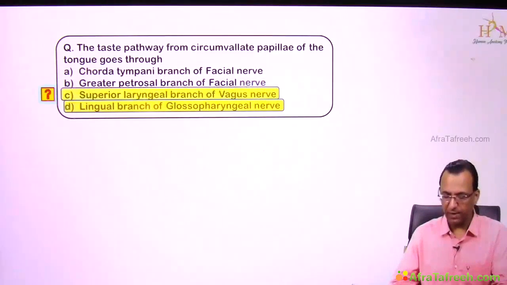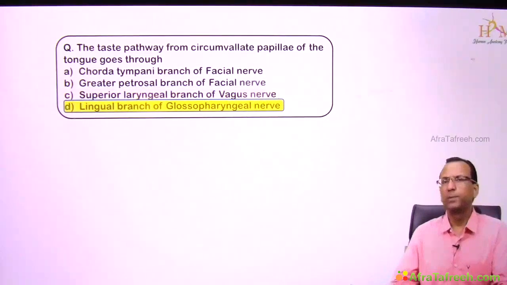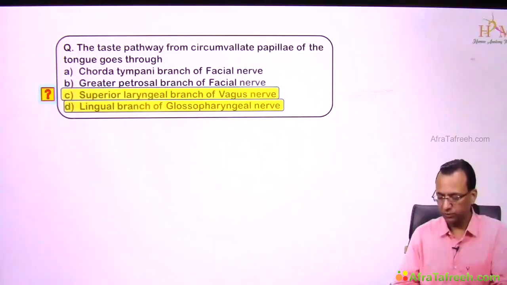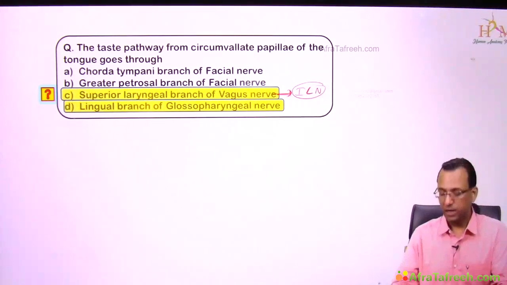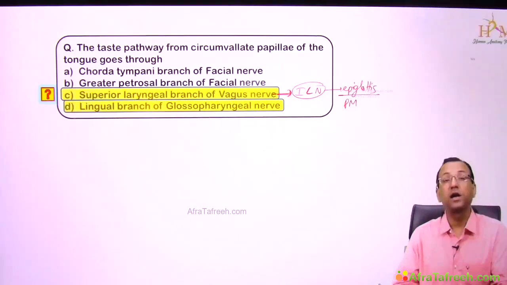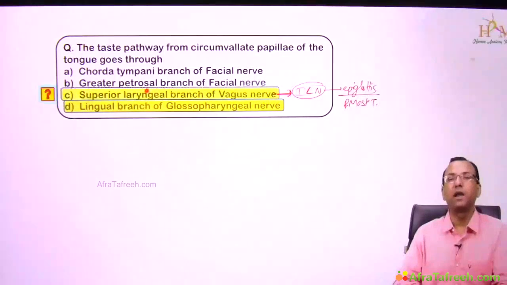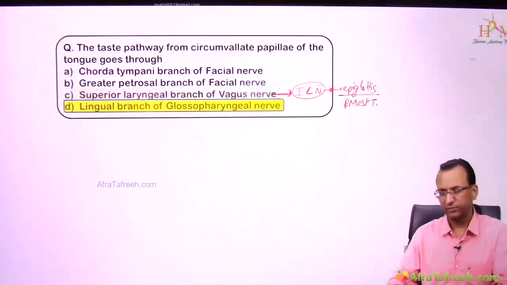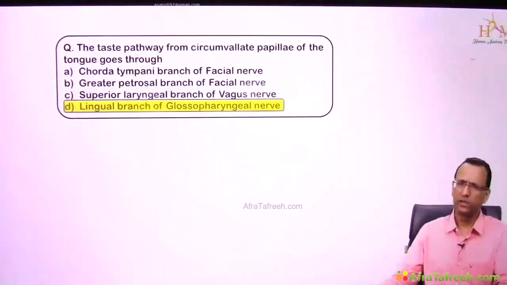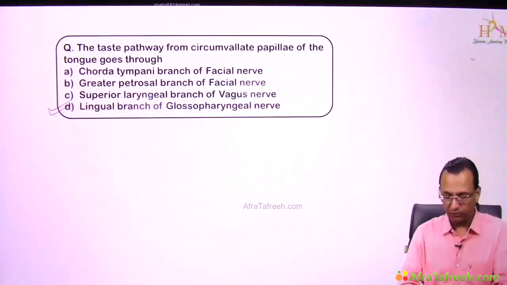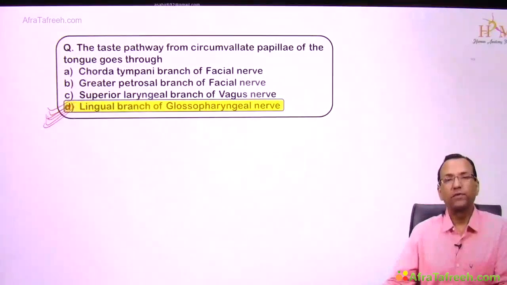Can you tell me where the superior laryngeal nerve carries taste from? The superior laryngeal nerve gives a branch, the internal laryngeal nerve, which carries taste from the epiglottis, and not only the epiglottis but also the posterior-most tongue. By the way, what is the answer? The answer is whatever you told, the lingual branch of the glossopharyngeal nerve.